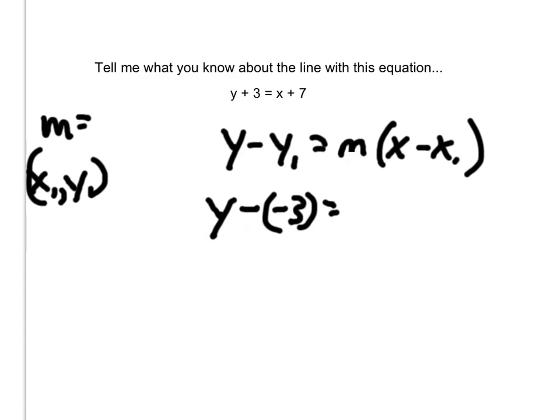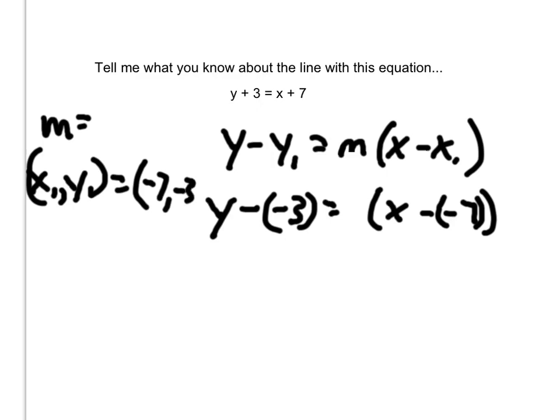And likewise here, I can change the x parts. Instead of plus 7, I can put minus negative 7. So x plus 7 is the same as x minus negative 7. So I know an ordered pair here. My x1 is negative 7 because x minus negative 7 is the same as adding 7. So my x1 is negative 7, and my y1 is negative 3.